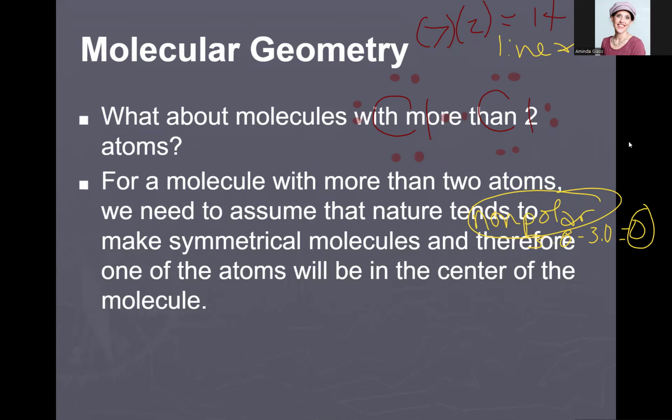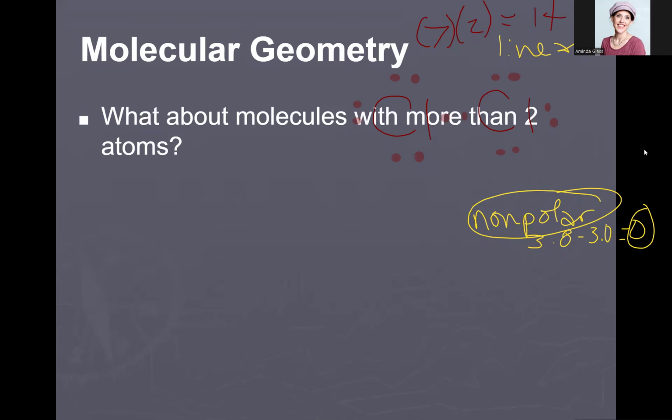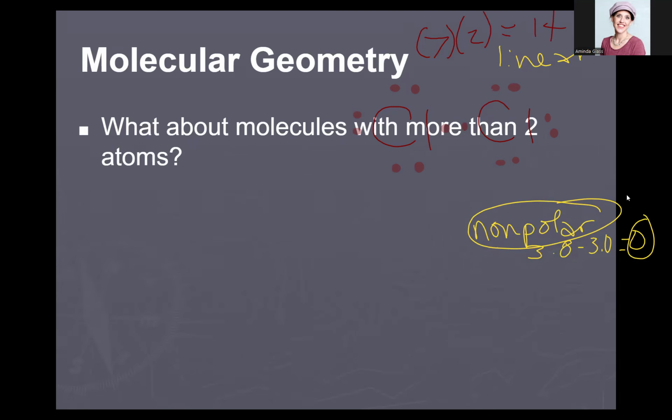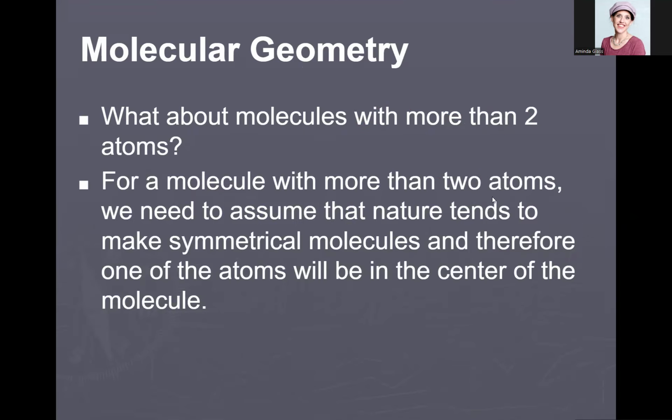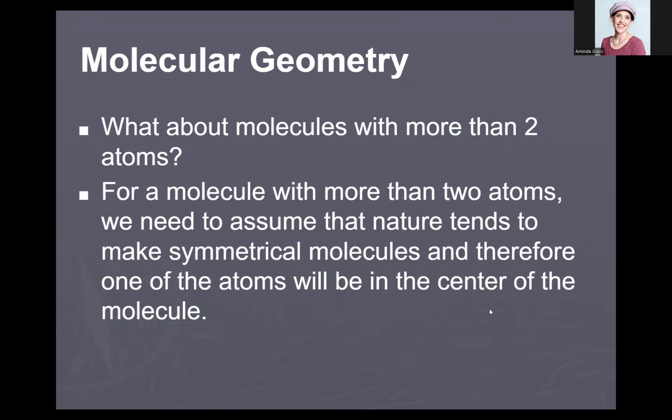Now, what about molecules that have more than 2 atoms? It's not going to be as easy. For molecules with more than 2 atoms, you're going to need to assume that nature likes to be symmetrical. And therefore, one of the atoms is going to be the center of the molecule.